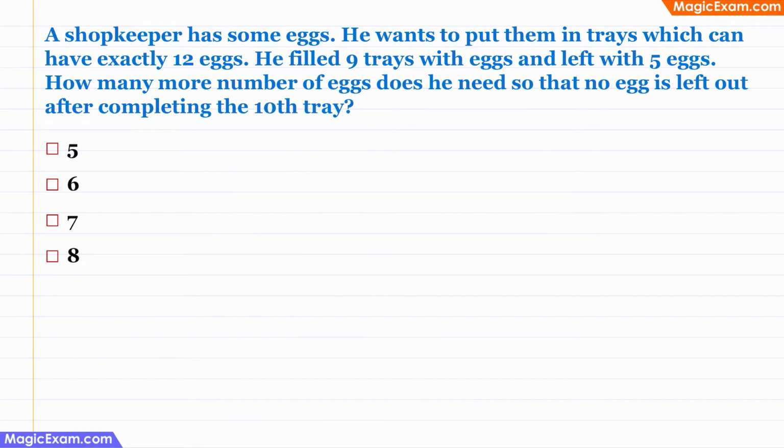He wants to put them in trays which can exactly have 12 eggs. He filled 9 trays with eggs and is left with 5 eggs. How many more eggs does he need so that no egg is left out after completing the 10th tray?